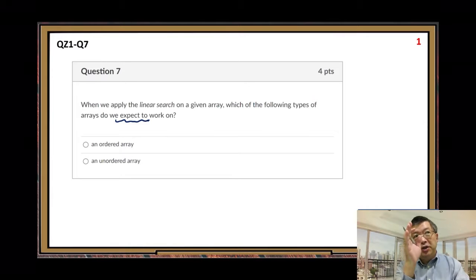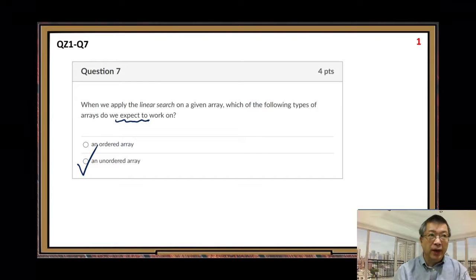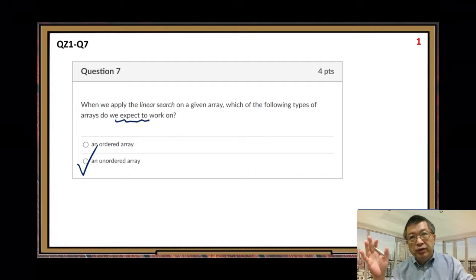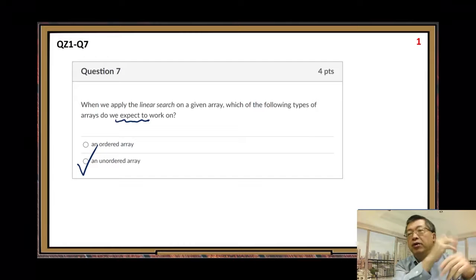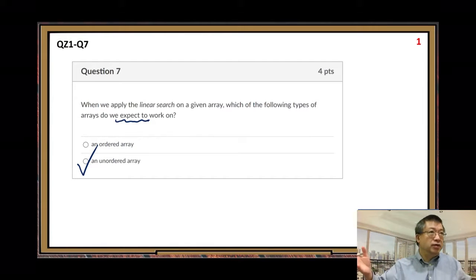Most of you probably will choose the correct answer, an unordered array. But it is possible a small number of students may pick the ordered array, although it is wrong. But here, I would like to point something out. For the general situation, we expect to get an unordered array. That's the usual situation.